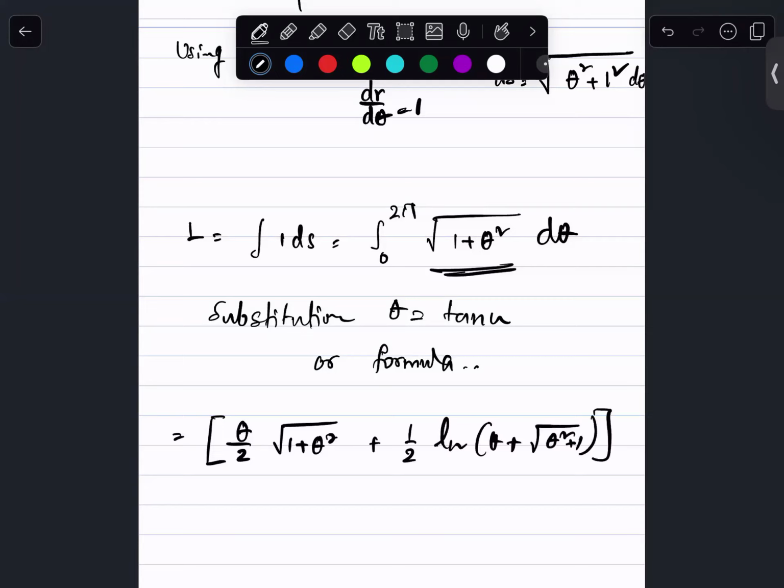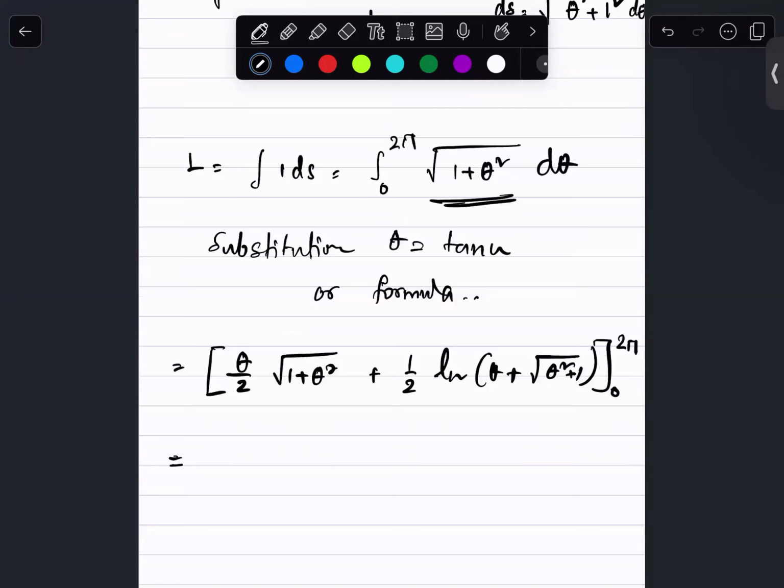According to the formula, I'll get the value of the integral as this. The limits are 0 to 2 pi. And then if I evaluate at 2 pi and 0 respectively, I'll get my final answer as pi times the square root of 1 plus 4 pi squared, plus half ln of (2 pi plus the square root of 4 pi squared plus 1). Okay, so this will be the arc length of the polar curve.